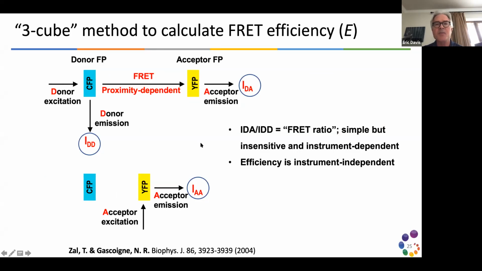You can simply measure the ratio of the acceptor emission to the donor emission, the IDA over IDD. This is the so-called FRET ratio. It's very simple. It's often applied to flow cytometry data, but it's insensitive, and it's also very dependent on the instrument and the conditions that are used. Instead, if one calculates efficiency, then you have a measure that's instrument independent.